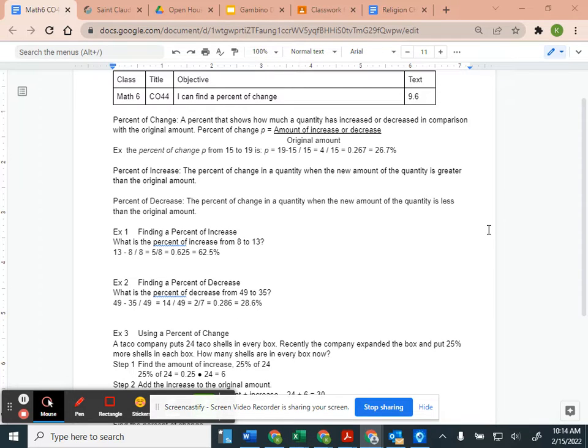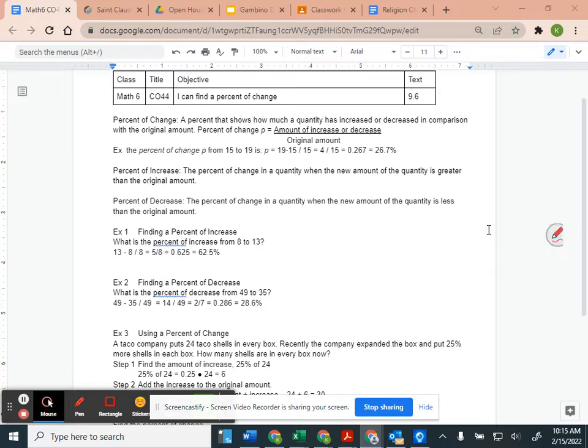Okay, so let's look at our binder sheet. I can find a percent of change. Percent of change is a percent that shows how much a quantity has increased or decreased in comparison with the original amount. So the percent of change is the amount of increase or decrease divided by the original amount.